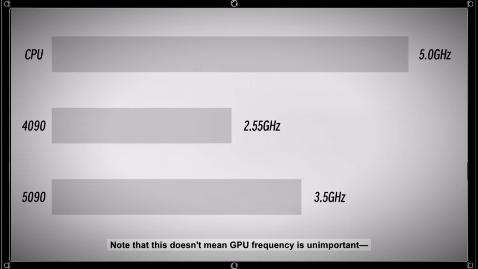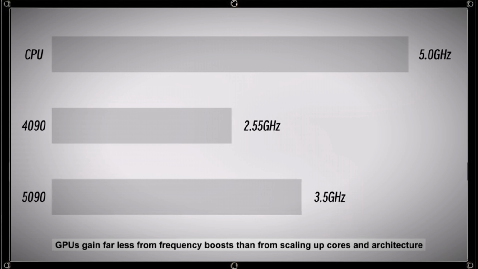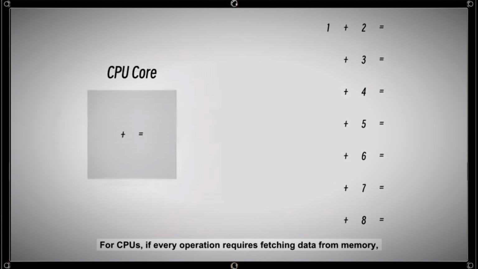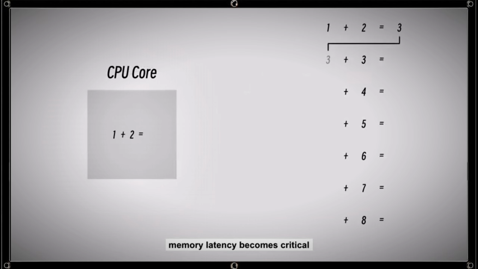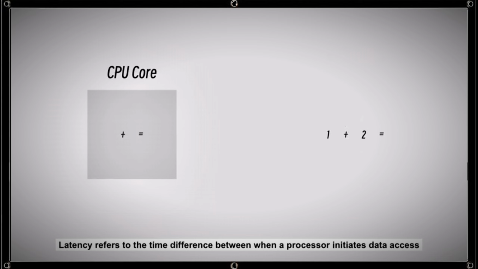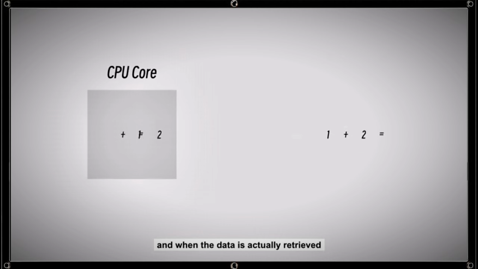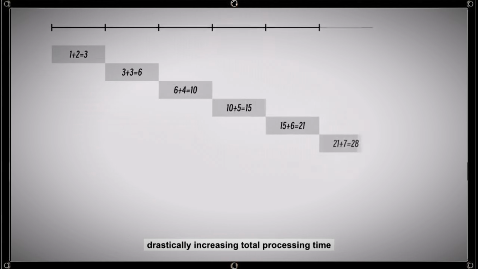Note that this doesn't mean GPU frequency is unimportant. Rather, compared to CPUs, GPUs gain far less from frequency boosts than from scaling up cores and architecture. For CPUs, if every operation requires fetching data from memory, latency becomes critical. Latency refers to the time difference between when a processor initiates data access and when the data is actually retrieved. High memory latency means these delays accumulate with repeated accesses, drastically increasing total processing time.